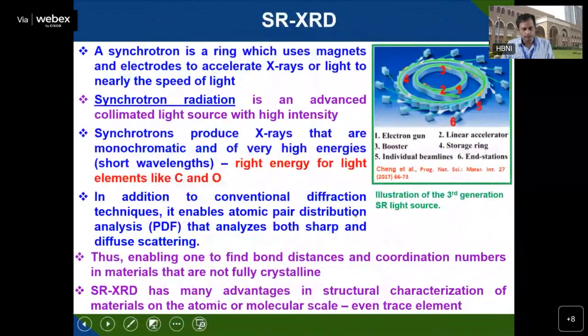So if you go for a synchrotron XRD, what is mainly used, you can see these ring structures with magnets. A synchrotron is a ring which uses magnets and electrodes to accelerate the electrons or light to nearly the speed of light. Generally, as I discussed, in an X-ray tube we have a potential difference. That potential will enhance the kinetic energy of the electron, so you get quite high kinetic energy of the electron to fall on the copper target.